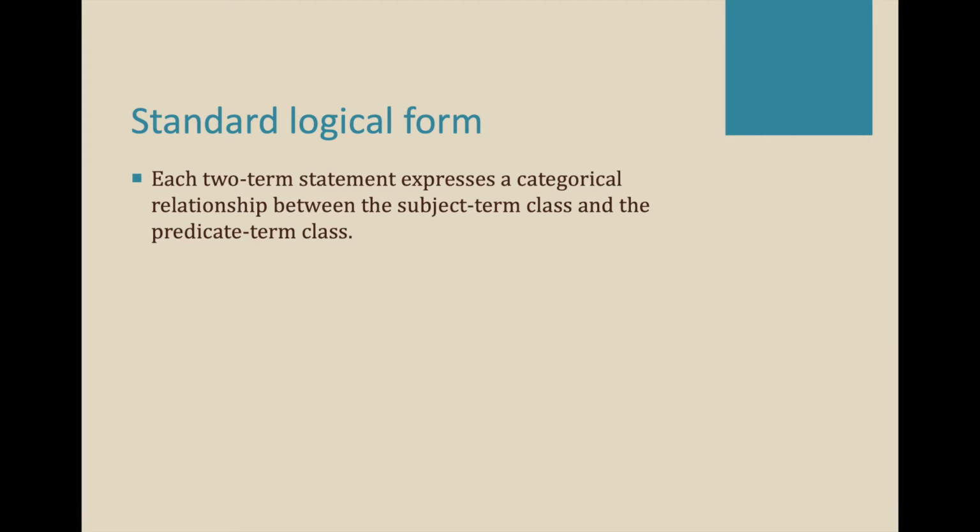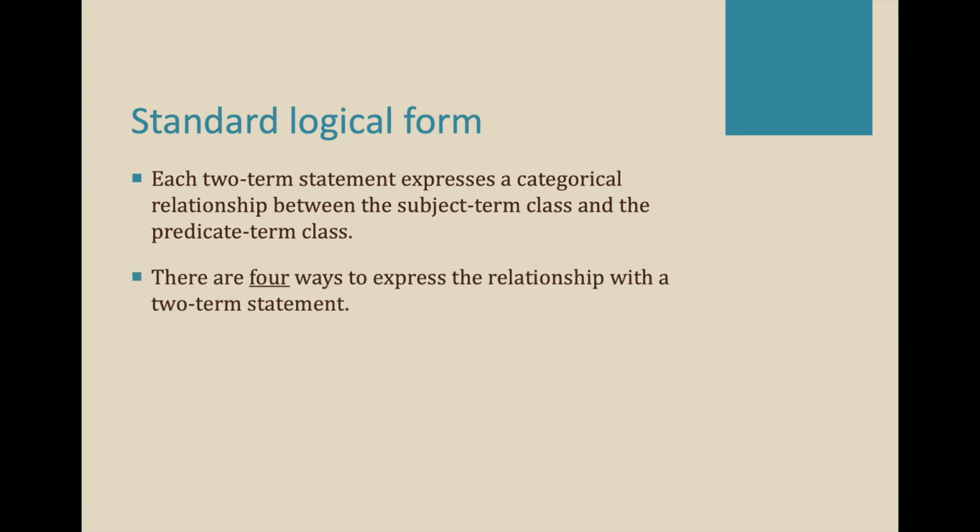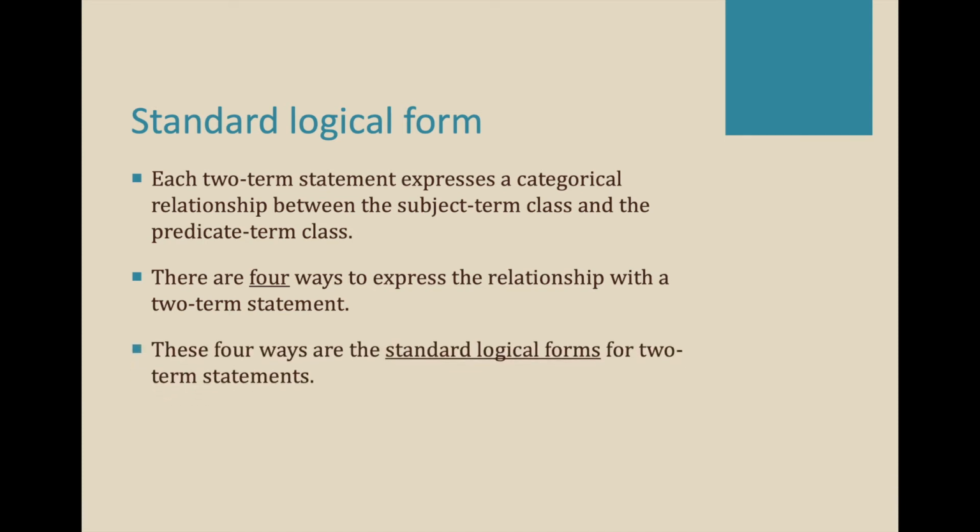So each two-term statement expresses a categorical relationship between the subject term class and the predicate term class. Because we know there are two qualities and two quantities, that is, affirmative and negative statements, and universal and particular statements, that gives us four possible ways to express the relationship in a two-term statement. These four ways are what we call the standard logical forms for two-term statements.